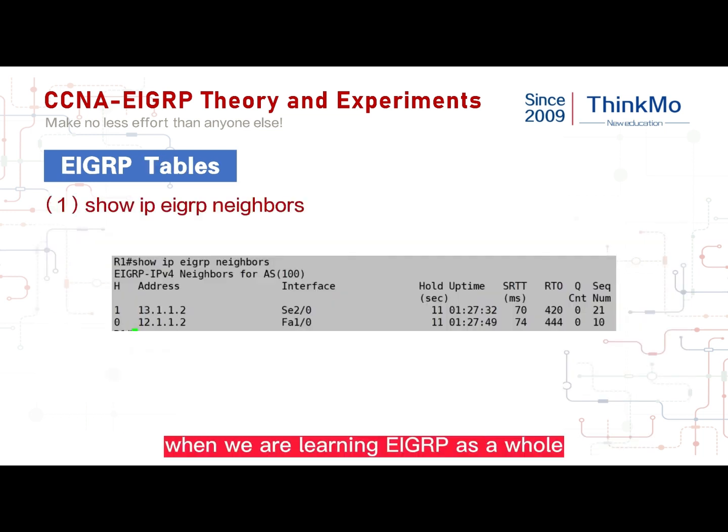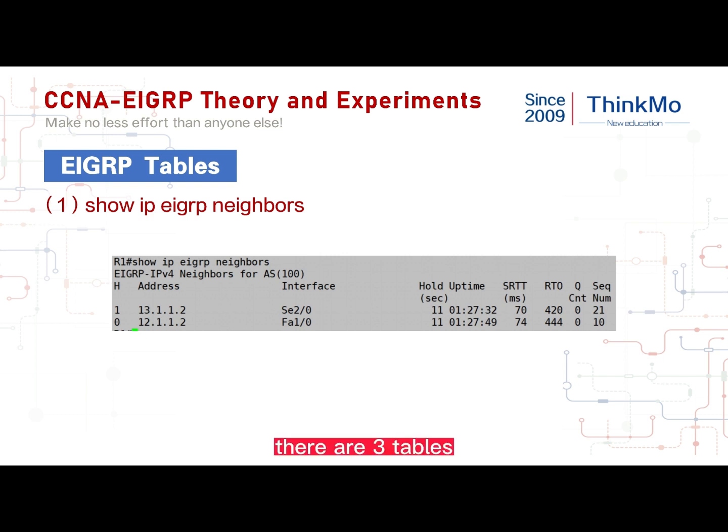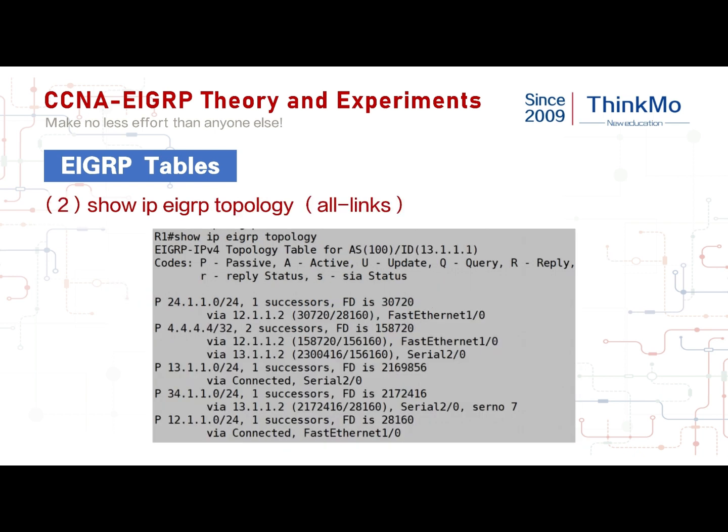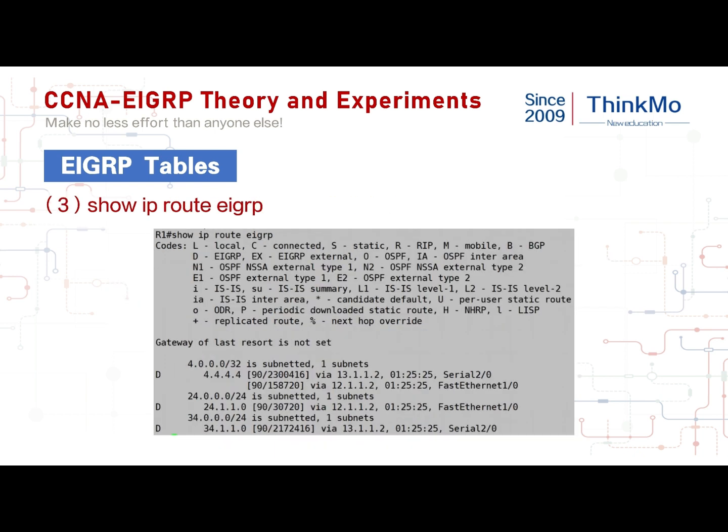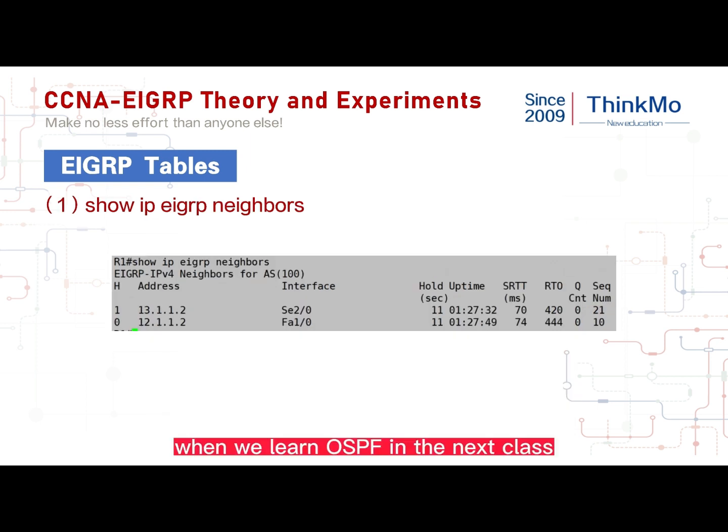When we are learning EIGRP as a whole, there are 3 tables. Look: the neighbor table, the topology table, and the routing table. When we learn OSPF in the next class, it also has 3 tables: neighbor table, topology table, routing table. Both of them are the same in this case. The overall timing was not quite right. So whether it is technology or market, timing and opportunity really matter.